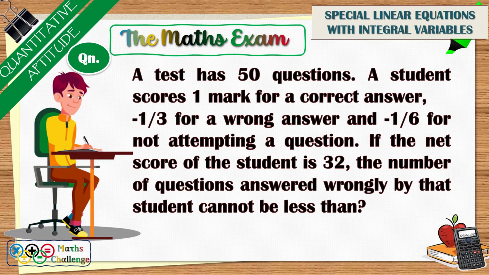The maths challenge on your screen is from the topic Special Linear Equations. It goes like, a test has 50 questions. A student scores 1 mark for a correct answer, minus 1 upon 3 for a wrong answer, and minus 1 upon 6 for not attempting a question. If the net score of the student is 32, the number of questions answered wrongly by that student cannot be less than, and there are a few options.